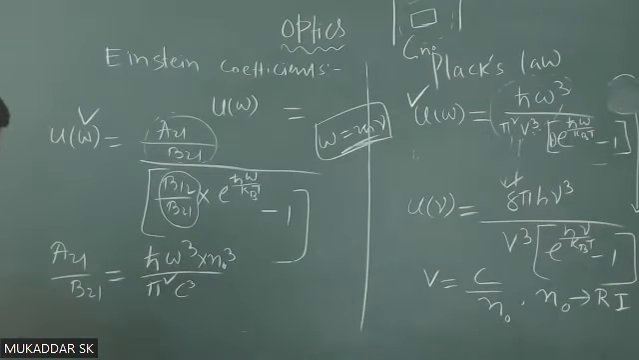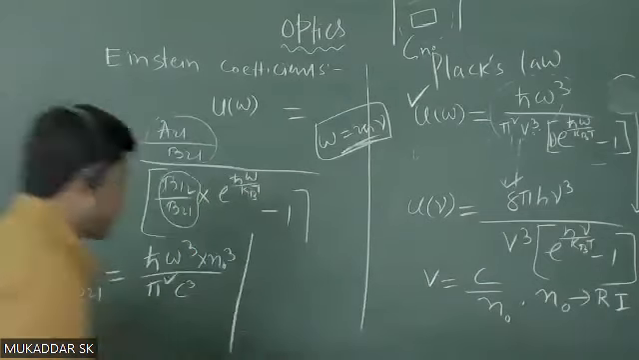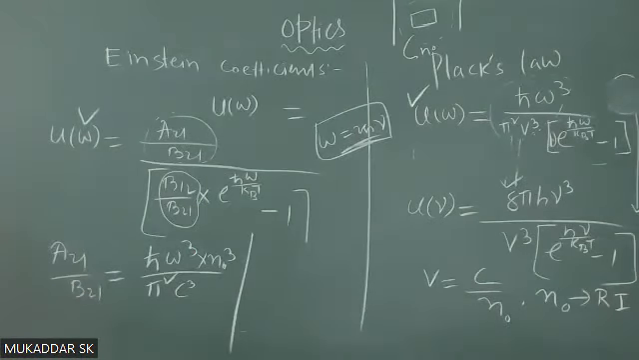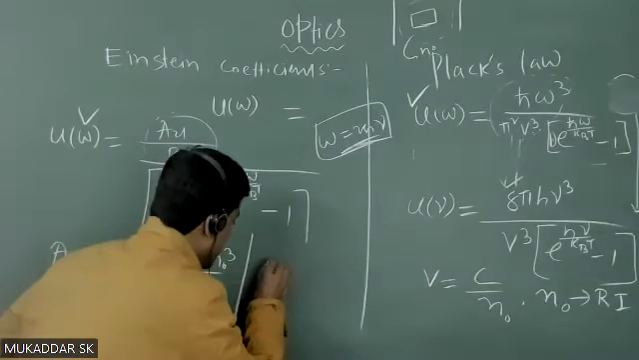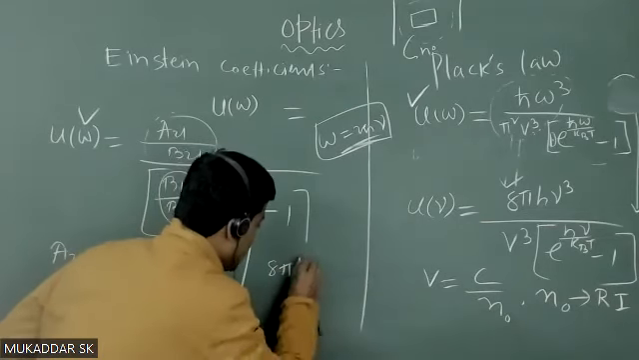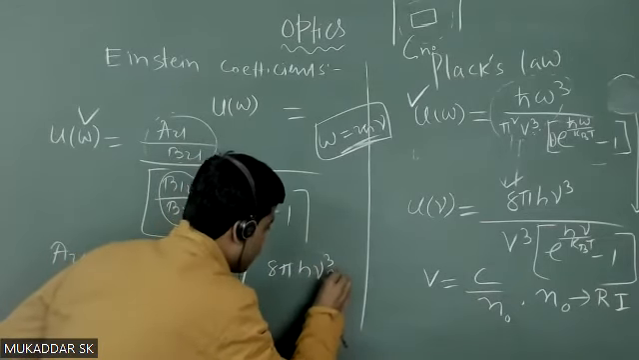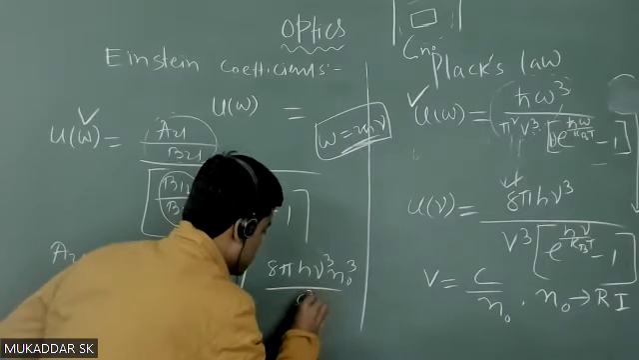So this is in terms of angular frequency, but if you calculate in terms of frequency, then how much will it be? It will become the same thing. It will become 8 pi h nu cube into n naught cube divided by c cube.